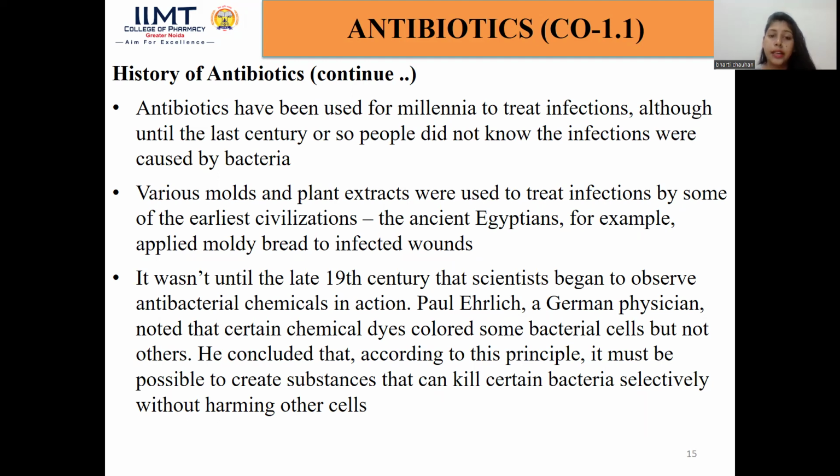Whereas molds and plant extracts were used to treat infection by some of the earliest civilizations, in ancient Egyptian or, you can say, Chinese medicines, they were already treating bacterial infection according to their learnings, or you can say the ancient people had discovered something, right? For example, moldy bread applied to infected wounds.